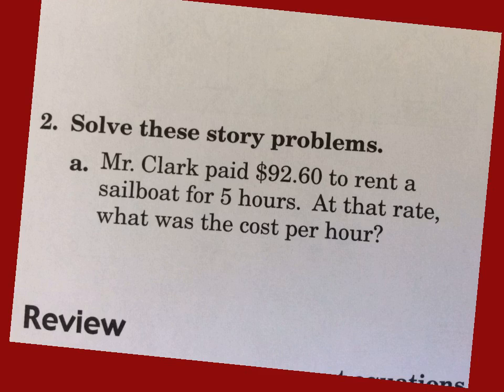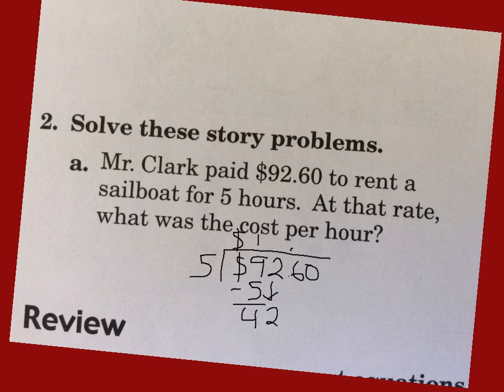To figure that out, we're going to divide our dollar amount, $92.60, by 5. So we'll bring our dollar sign up and we'll bring our decimal point up. 5 goes into 9 one time. 5 times 1 is 5, so we're going to subtract that. We get 4, bring down the 2. 5 goes into 42 8 times. 8 times 5 is 40. I'm going to run out of room here. Subtract. Get 2, you bring down the 6.